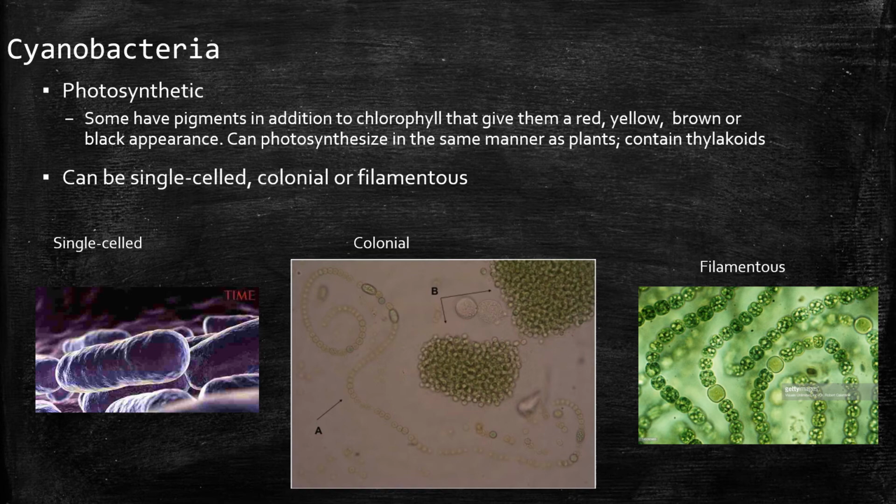And in addition to chlorophyll A and B, they oftentimes have accessory pigments that will give them different colors. So some may even be black or yellow. And they photosynthesize in the same manner as plants, and they contain thylakoids. So this bacteria has an inner membrane that has thylakoids. And they can grow in these three different growth patterns. They can either be single-celled, they can live in colonies, or they can be what we call filamentous. And if you come do Bio 112 with me, we'll take a look at those in depth in the lab.